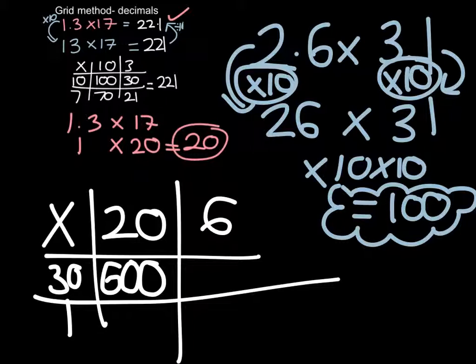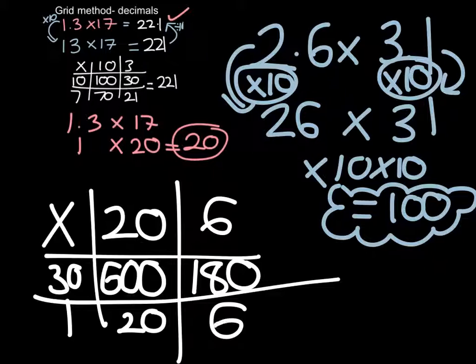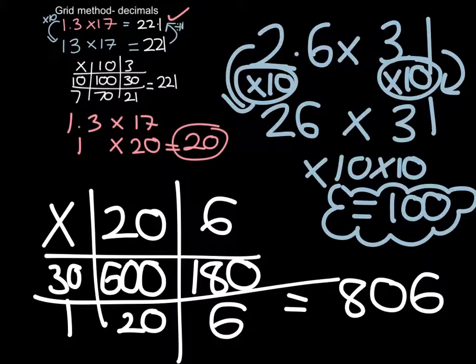30 times 6 is like 3 times 6, which is 18. But then we need to make it 10 times bigger. 20 times 1 is 20, and 6 times 1 is 6. Add those up. That's going to give us 600, 780, 806, but again you could go and do that in the columns.